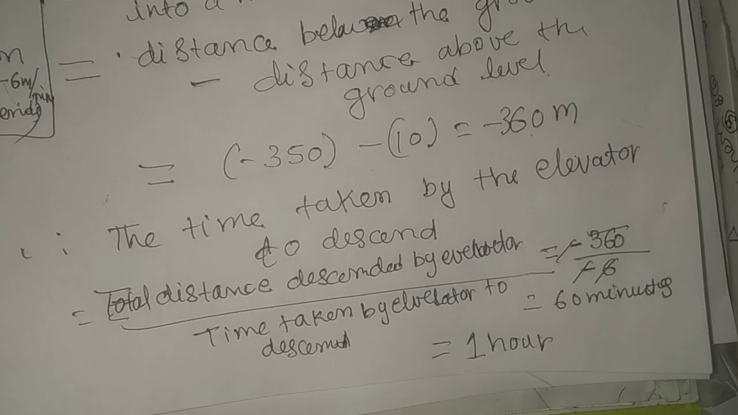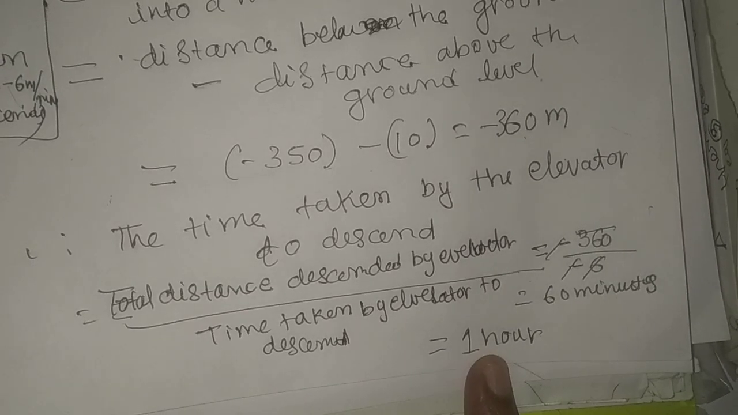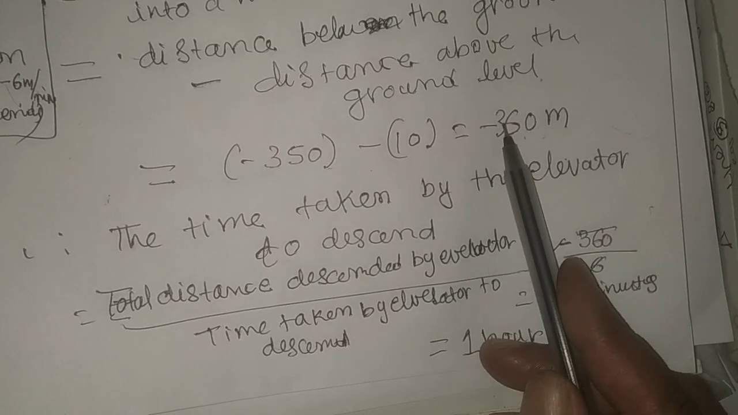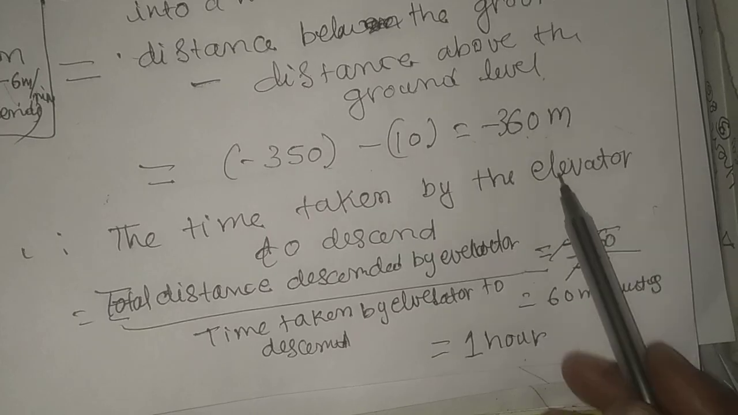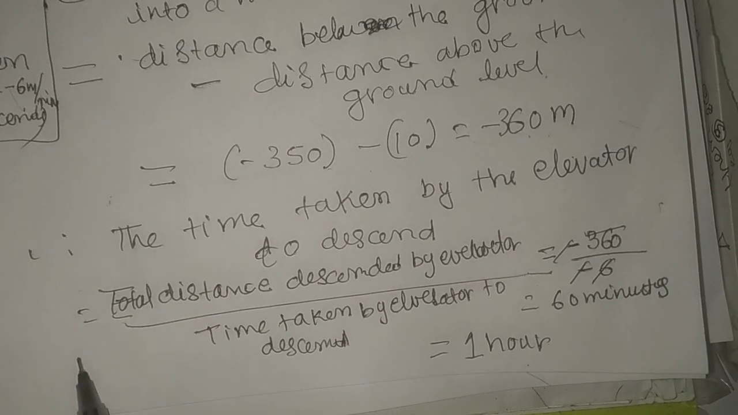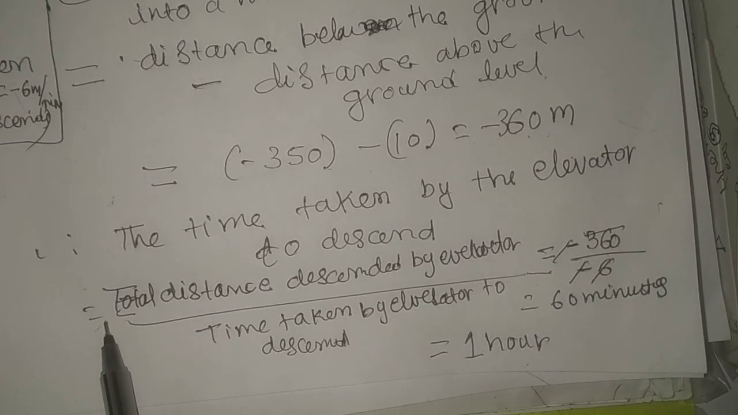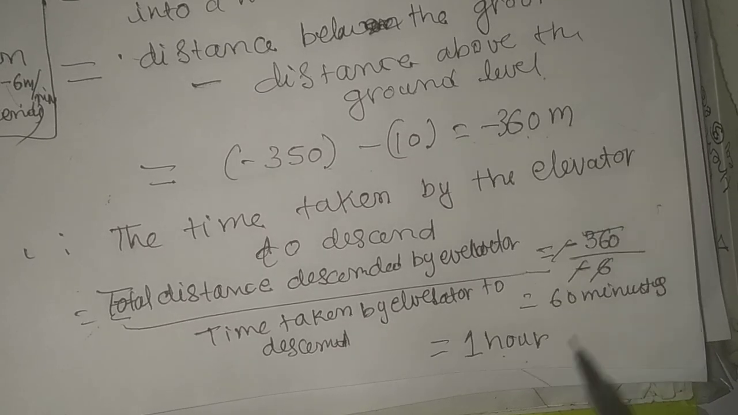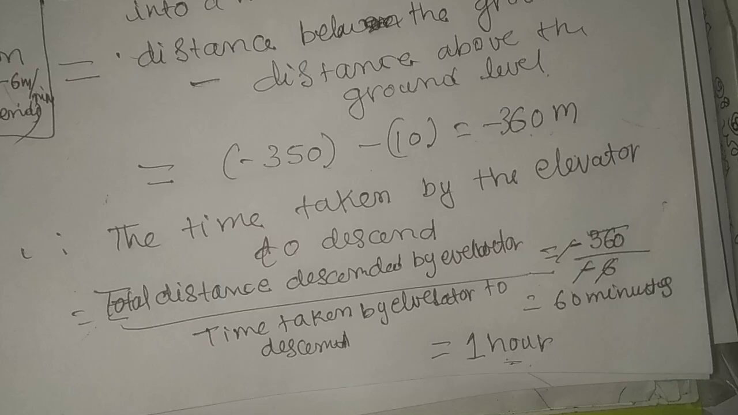So this is the solution. So total time taken by the elevator to descend is 1 hour. That is minus 350 minus 10 is equal to minus 360. This is the total distance. Then the rate per minute is minus 6 meters. Therefore divide these two, we will get answer as 60 minutes, which is equal to 1 hour. Total time for the elevator to descend into the mine shaft is 1 hour. This is the solution for this question 7.